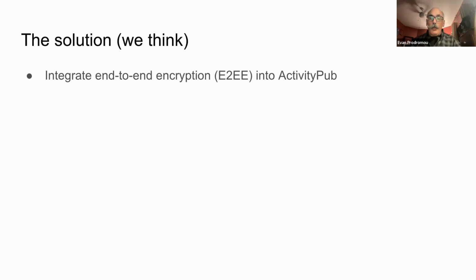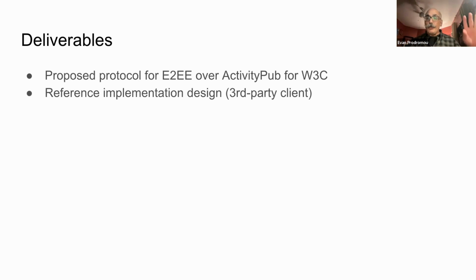So what we came here to do is solve this problem by integrating end-to-end encryption into ActivityPub. So that's the point of this research project. Our two deliverables from this research project: the first is a proposed protocol for E2EE over ActivityPub for W3C. And the second is a reference implementation, designs, architectures, et cetera, and probably some proof of concept work too.